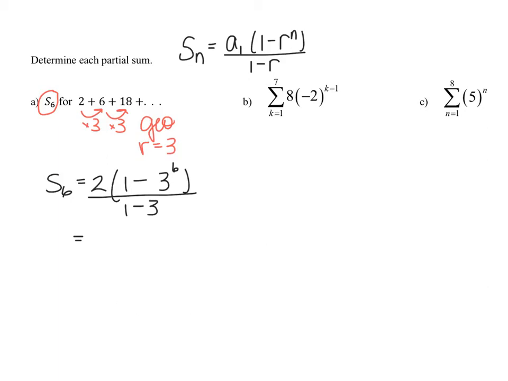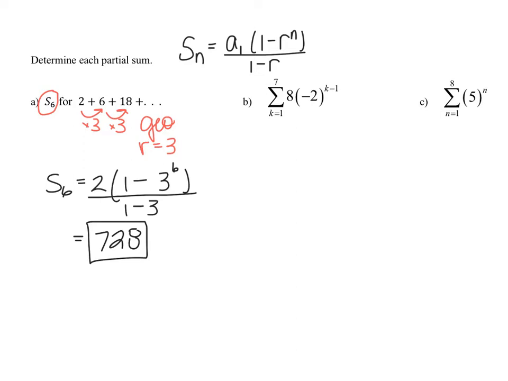And it looks like this will equal 728. So again, this would be the same as adding up the first 6 terms of this geometric sequence, and we would end up with 728. But we're utilizing the formula rather than brute force of actually adding together the 6 terms.